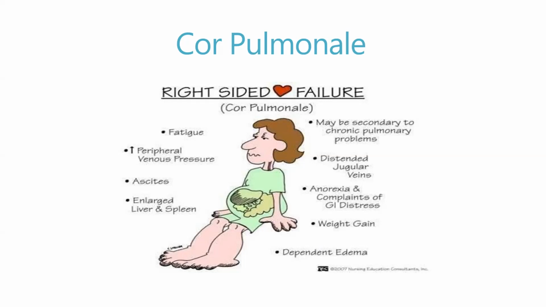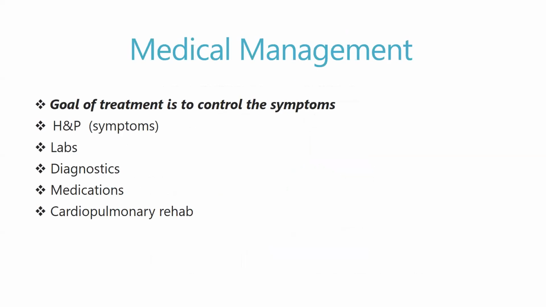All right, so we discussed all the symptoms. Cor pulmonale, same thing as right-sided heart failure, caused by pulmonary hypertension. Medical management of cor pulmonale: the goal of treatment is to control the symptoms. We just said that for pulmonary hypertension. It's the same for cor pulmonale. Thorough history and physical. Talk about the symptoms that your client may be having. Let them tell you what's going on.